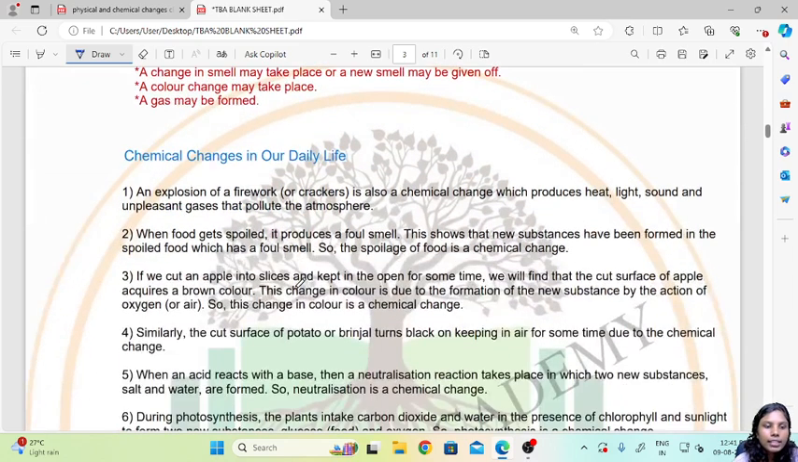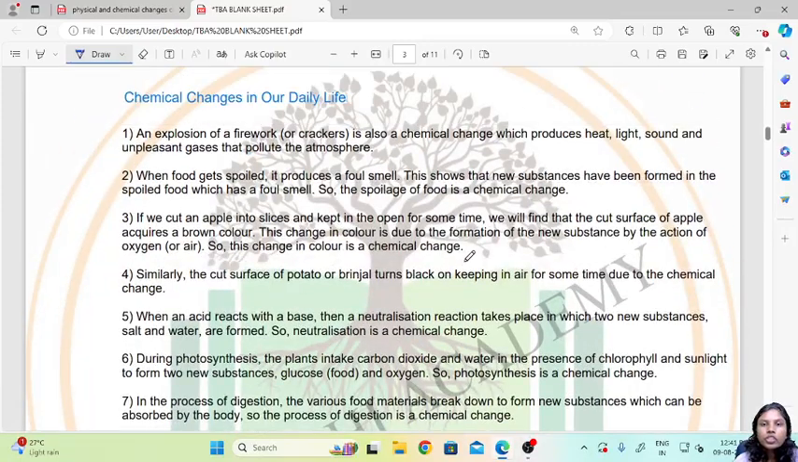Now, let's see what are some of the chemical changes that take place in our daily life. First, an explosion of fireworks or crackers is also a chemical change. In this, what is produced? Heat is produced, light is produced, sound is produced, and some unpleasant gases. And these gases are very dangerous for the atmosphere because they can cause a lot of air pollution. So this is one chemical change.